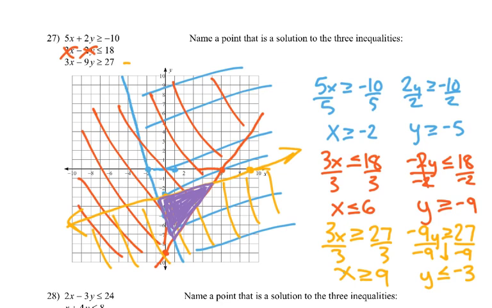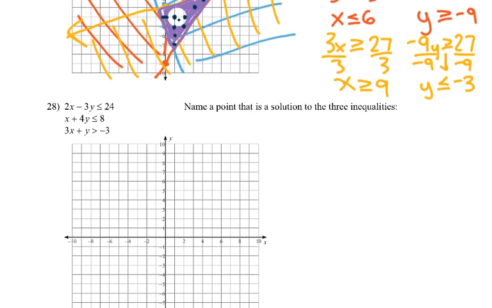So what is a point within that purple triangle? Okay, well, how about that point right there is 1, negative 4. Okay, all these points right in here, though, would also work. So there's quite a few points you could choose from. Okay? All right, last problem.